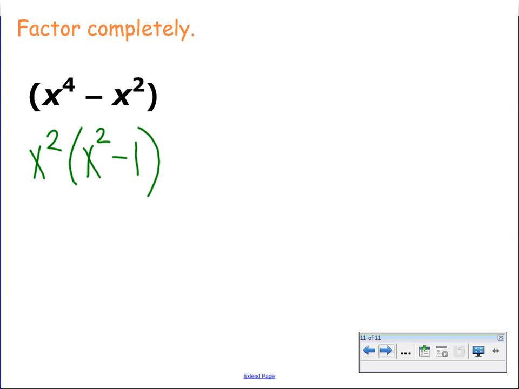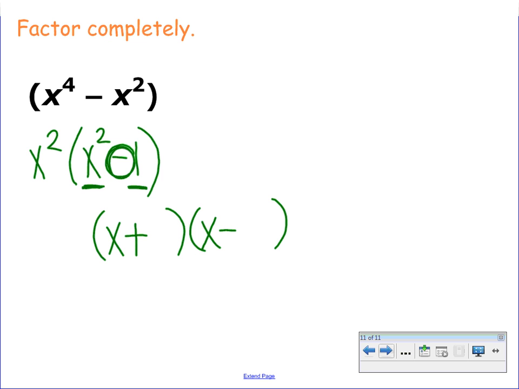Okay, hopefully we're starting to see this trend as well now. This is a difference of squares. This is a perfect square. This is a perfect square. This is subtraction. So that tells me I can factor this into x. I need my middle term to be a 0, so this should be a plus sign. This should be a minus sign. The square root of 1 is just 1. So I have x plus 1, x minus 1.